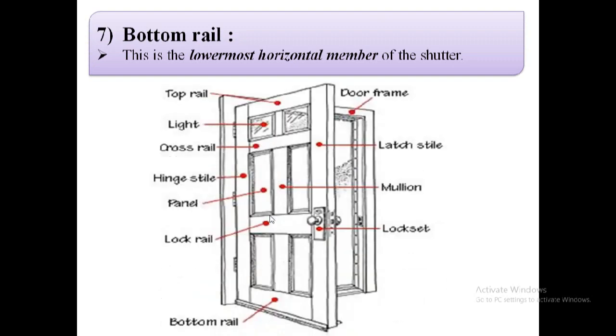Seventh technical term is bottom rail. Bottom rail is the lowermost horizontal member of the shutter. So as you know, this one is the shutter and this lowermost horizontal member of the shutter is known as bottom rail.